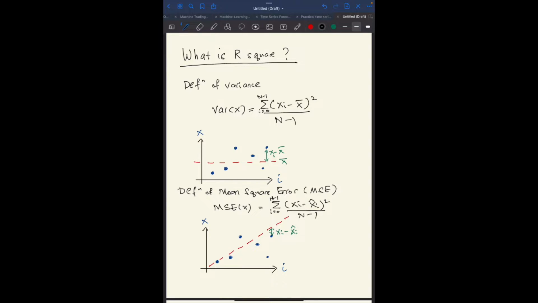First, let us recap on the definition of variance. The formula of variance is given here. It's the sum of the square differences between each data point and the total mean divided by the number of data values.